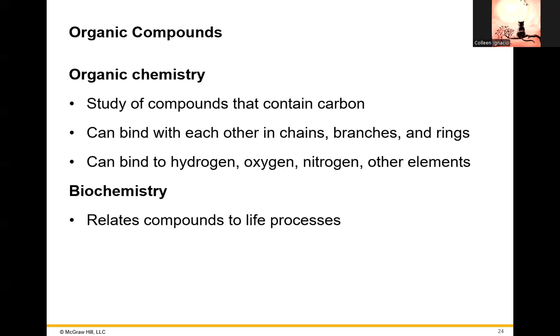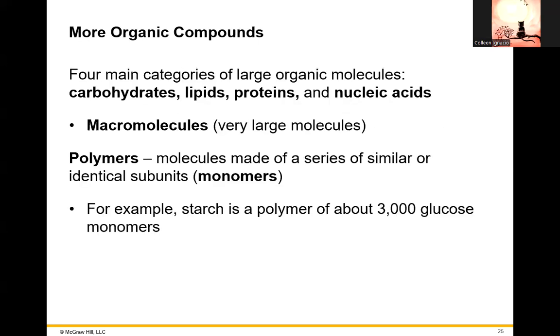So let's talk about organic compounds for just a moment. When we think about organic chemistry, we're thinking about the chemistry of carbon. Carbon is amazing because it can bind to itself, it can make chains, branches, rings, and carbon can bind to hydrogen, to oxygen, nitrogen, as well as other elements. And biochemistry is important because it helps us understand life's processes. So other organic compounds that we need to be aware of are carbohydrates, lipids, proteins, and nucleic acids.